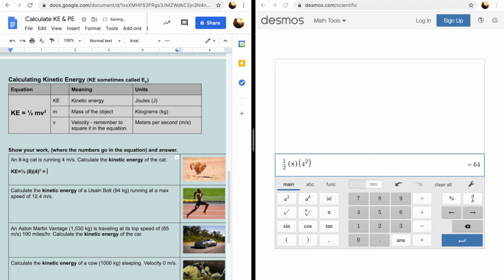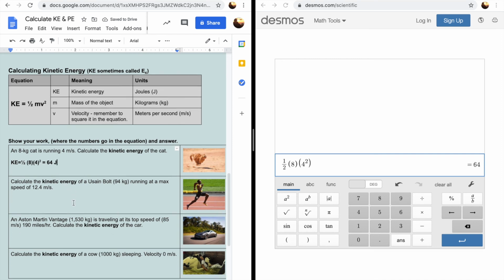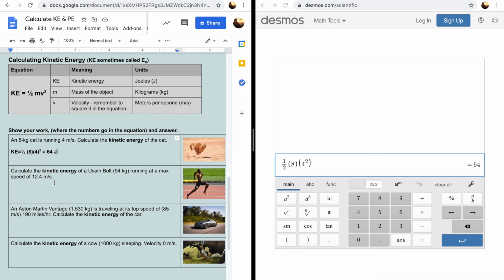So we are at 64, and again, energy is measured in joules, whether it's kinetic energy or potential energy, any of the energies. And then there you go. The rest of the sheet should work out just like that.